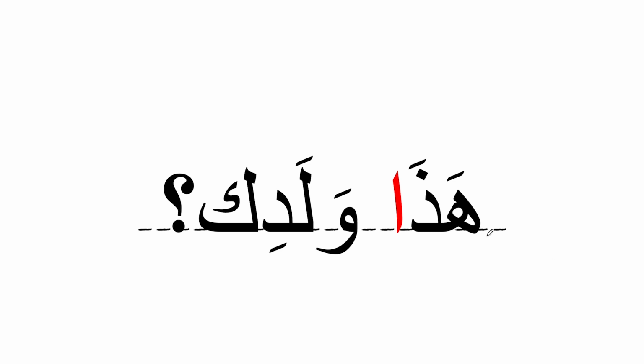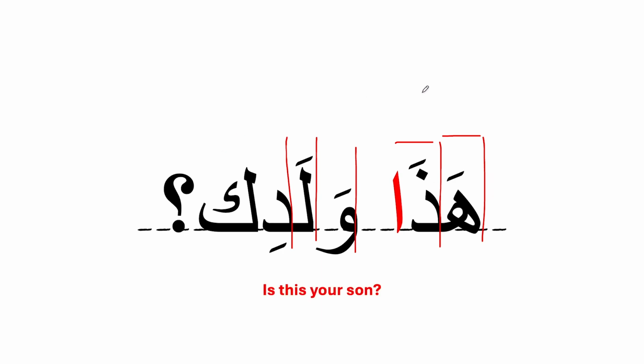Next one, I have a fatha here, so that's the beginning of a new syllable. I have another fatha here, that's another beginning of a new syllable. I have a fatha here, that's the beginning of a new syllable. Another one here, and a kasra here. So, ha, da, which means this, and then wa, la, dik, and I have a question mark. So, waladik, hada waladik, is this your son?